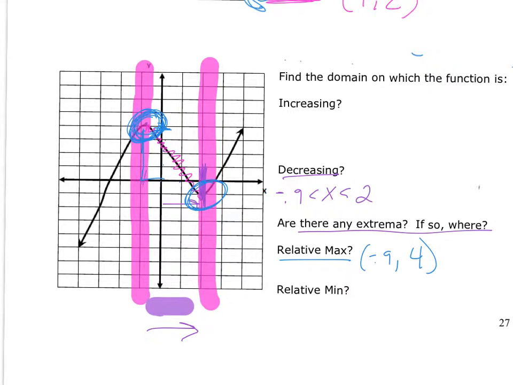So I could answer this question right here. Are there any extrema? Yes. Where are they? Well, my relative max is here, and my relative min is right here, which is to the right 2 and down 1. To the right 2, down 1. So pause the video as you need to copy those notes down.